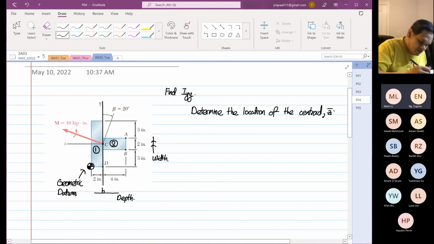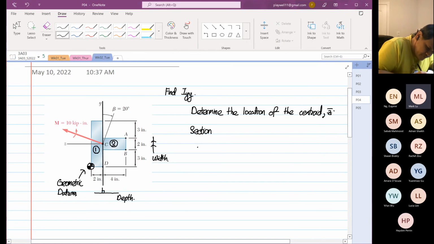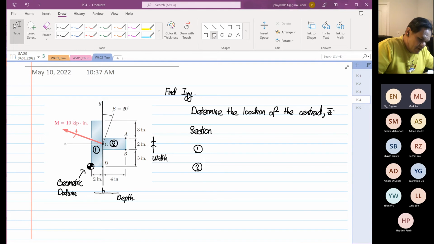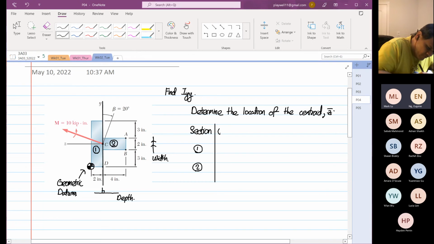Okay, then we're going to generate a table. We have a section, and I will strongly recommend you to apply this technique that I'm teaching to help you find your centroid and your second moment of area, because it is error proof, and I'll show you why. Okay, this is section 1 and this is section 2, and then the next column is we're going to start with width, and then we're going to do depth.